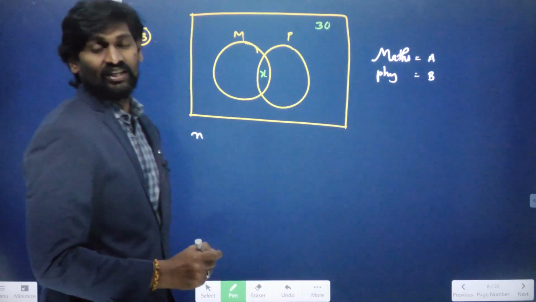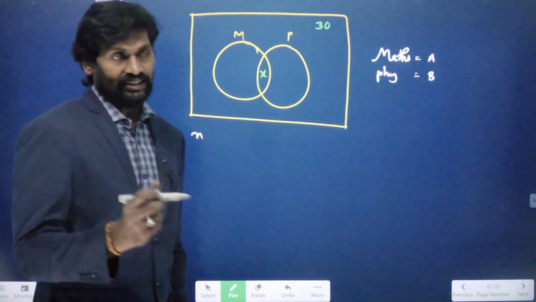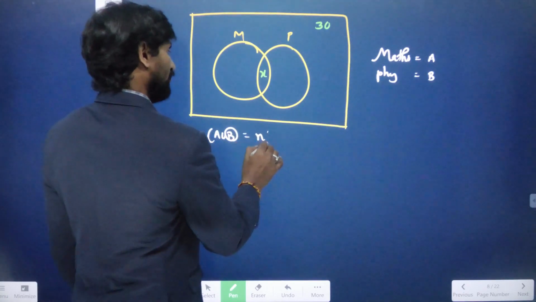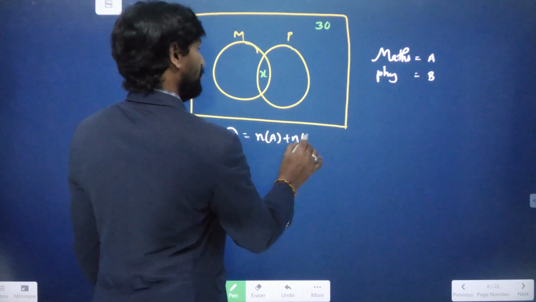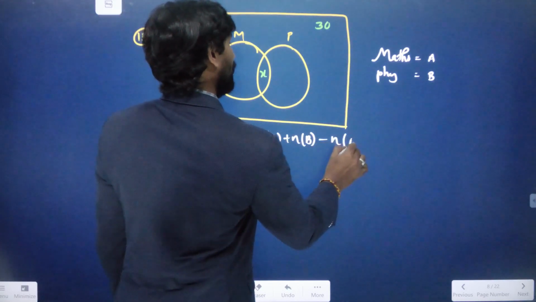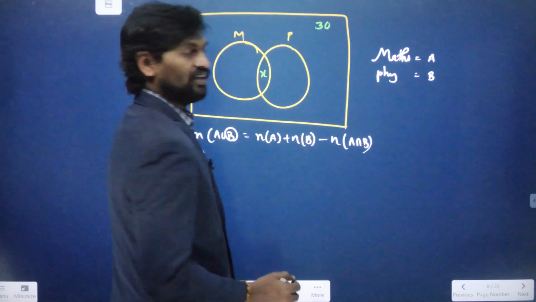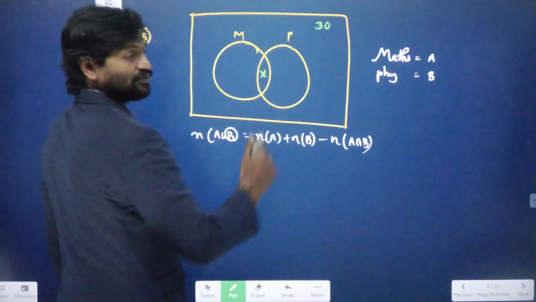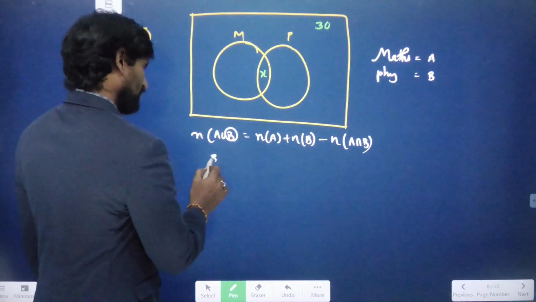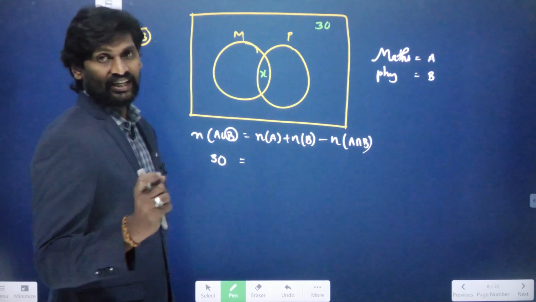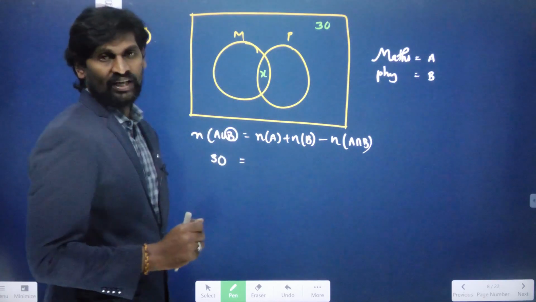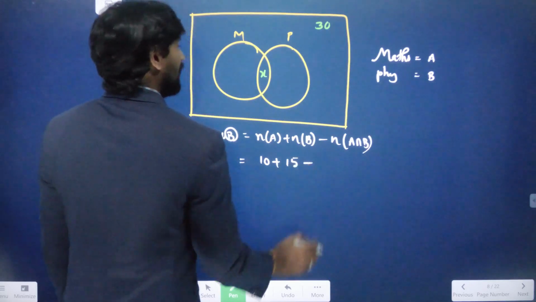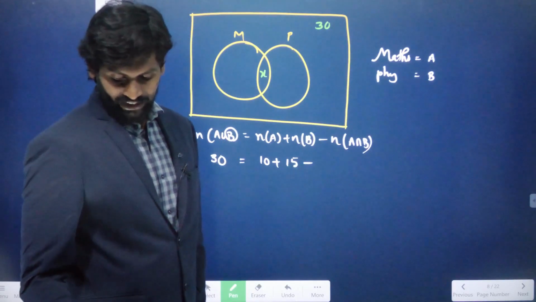We have the fundamental theorem in sets: n of A union B equals n of A plus n of B minus n of A intersection B. Here n of A union B is the total number of students in this universal set, so that is 30. n of A is the math students, 10, and n of B is the physics students, 15. And n of A intersection B, let us find out first.